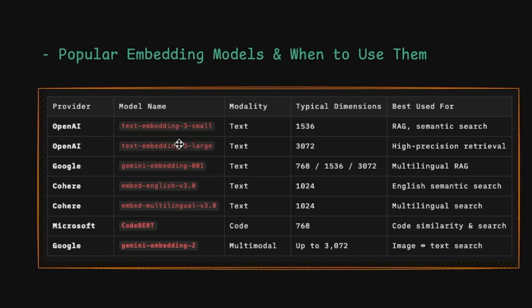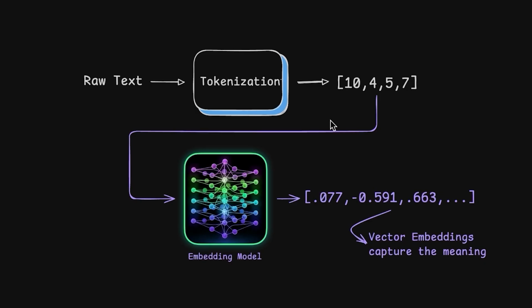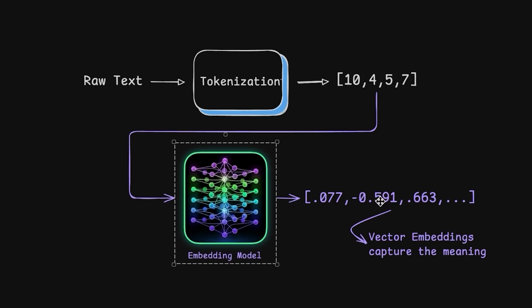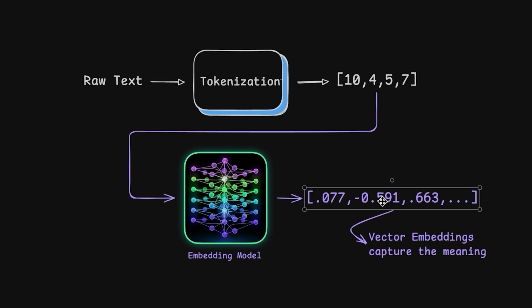Now, don't assume these are the only embedding models out there. There are many more, but I just wanted to highlight a few popular ones at the moment. The key takeaway from this video is that tokenization just converts raw text into a numerical representation, which is then sent to the embedding model, which generates the vector embeddings so that you can perform similarity search and build RAG pipelines and recommendation systems.